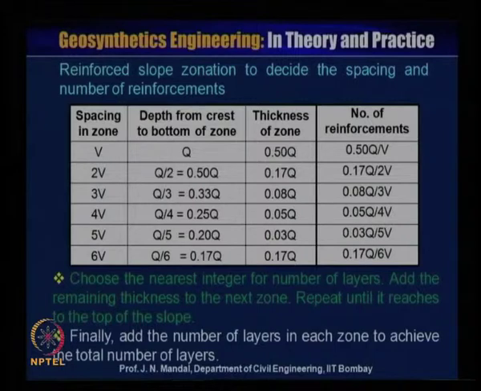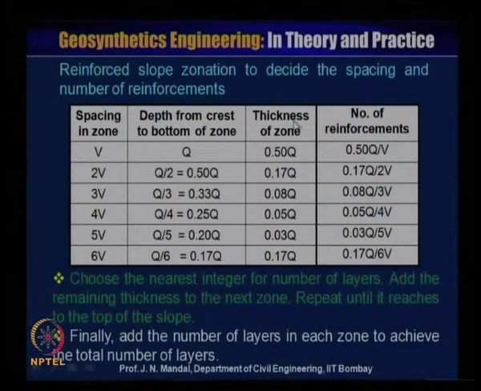Now, reinforced slope zonation to decide the spacing and the number of reinforcements. You can provide the spacing in zones, let us say V, 2V, 3V, 4V, 5V, 6V. What will be the depth from the crest to the bottom of the zone? Let us say Q, then it will be Q by 2, that means 0.5 Q, Q by 3, 0.33 Q, Q by 4, 0.25 Q, Q by 5, 0.20 Q, and Q by 6, 0.17 Q.